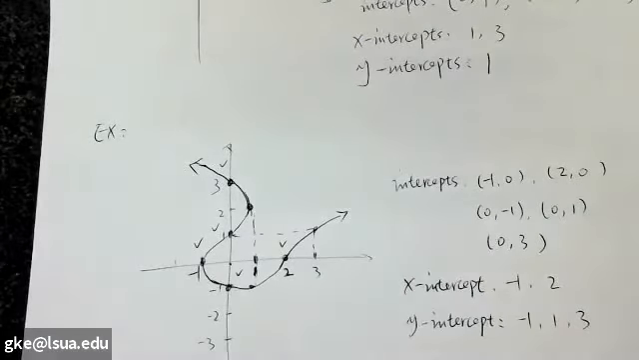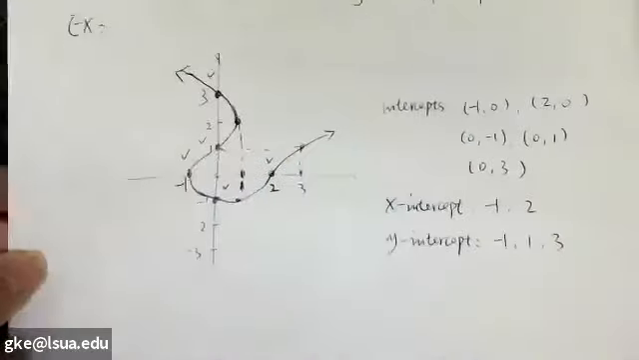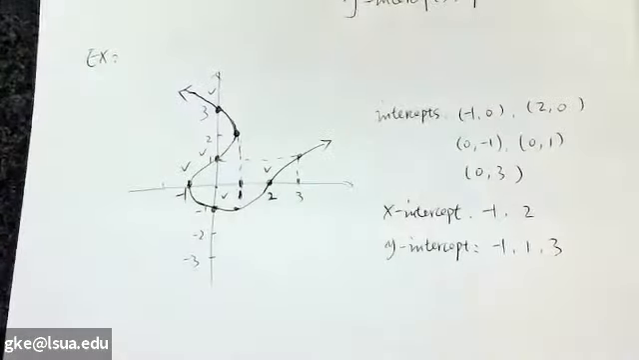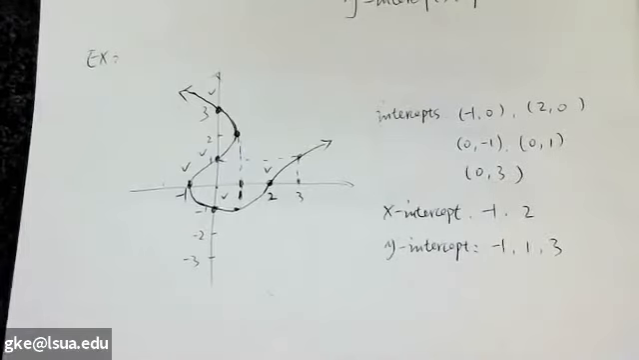So previously, I gave you guys a bunch of examples about a curve. I gave you a curve, and you guys find the intercepts from the curve, right? Now, if I give you a function, how to get the intercepts?